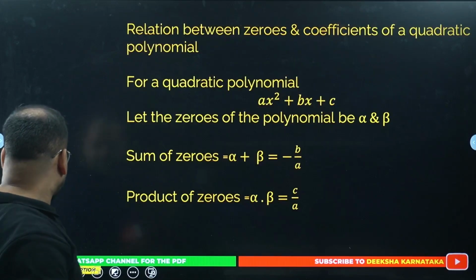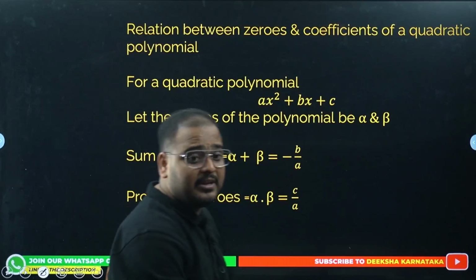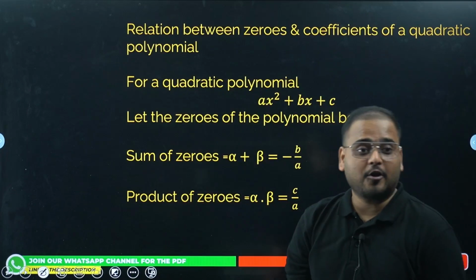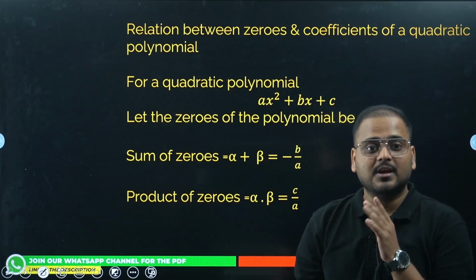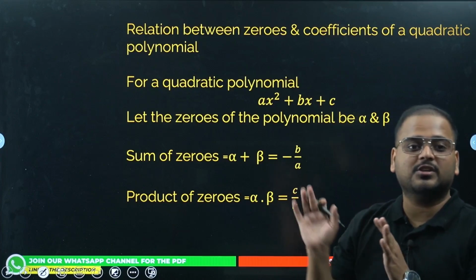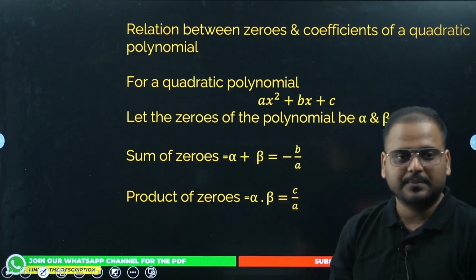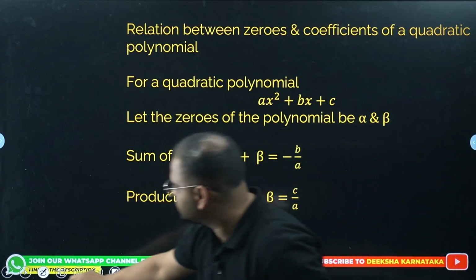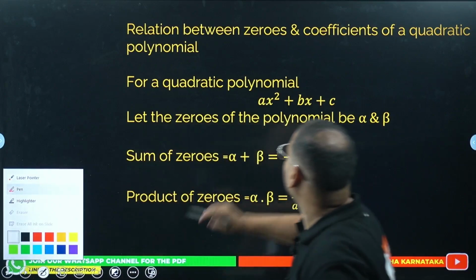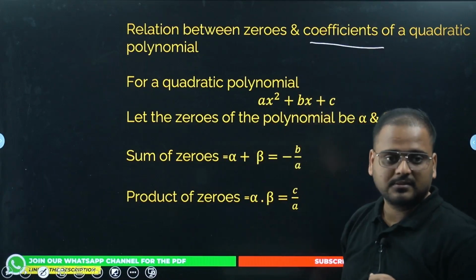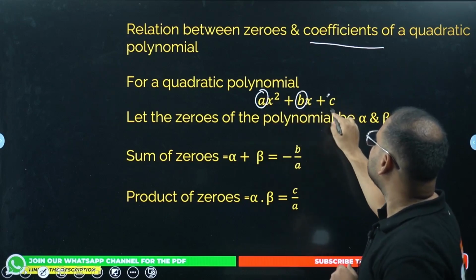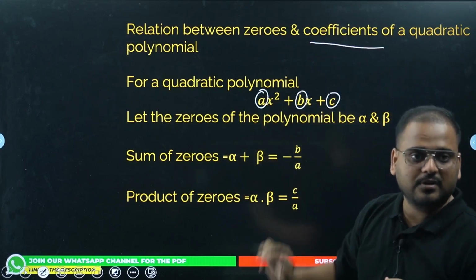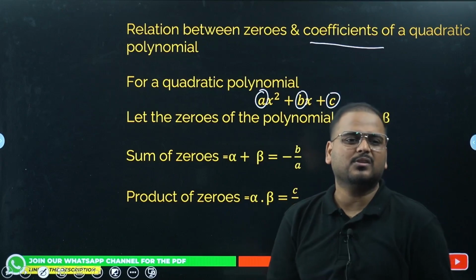Come on. Next, relation between coefficients of a quadratic polynomial and zeros. We just learnt coefficients a, b, c. Now most of the coming questions are based on this concept. What are coefficients, sir? Coefficients are a, b and c. a is for x square, b is for x and c is for just the constant.